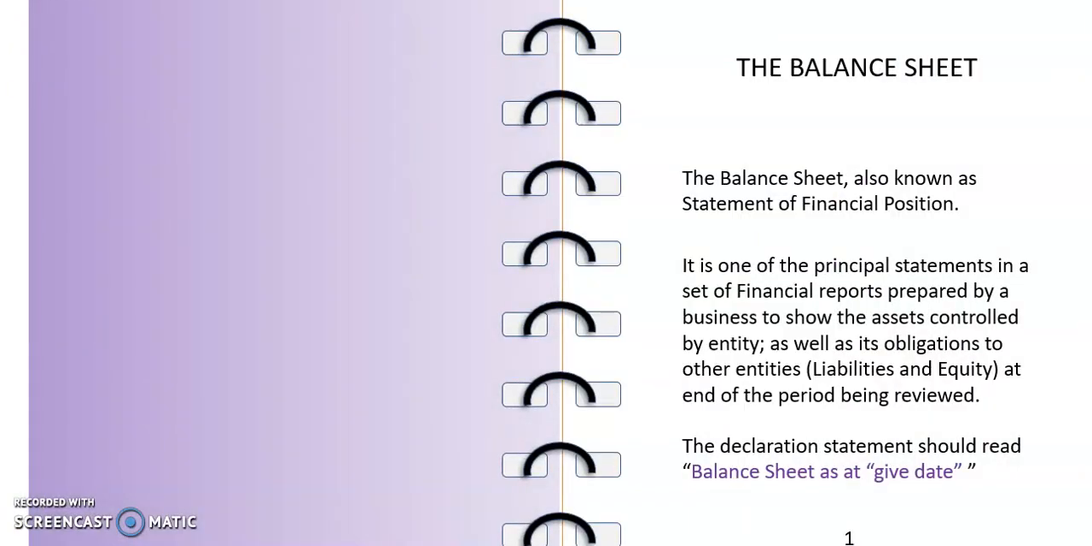The balance sheet is also known as a statement of financial position. In other words, the balance sheet will tell us the status of the business relative to the assets that it owns versus the assets that it borrowed from somebody, the resources it borrowed from some other entity, including the owner. The declaration statement should read balance sheet as at whatever date is given, because you want to know the status as at this date.